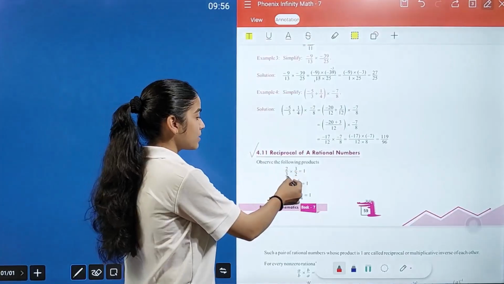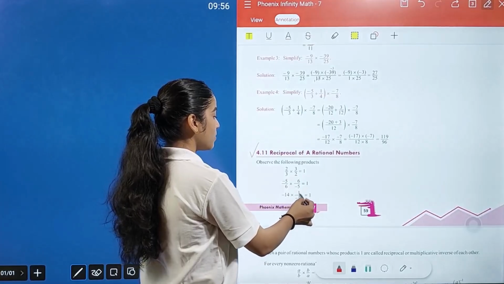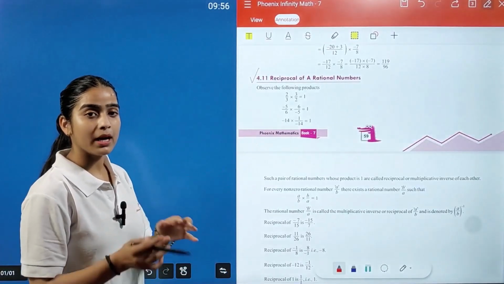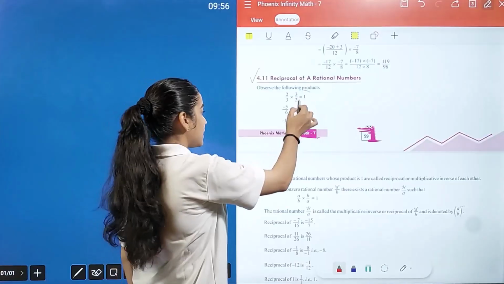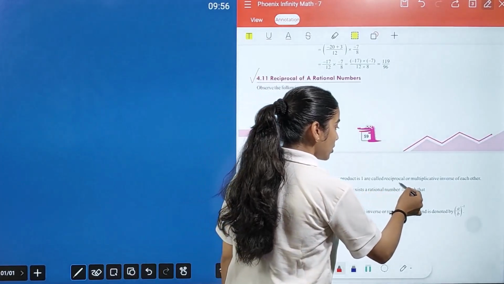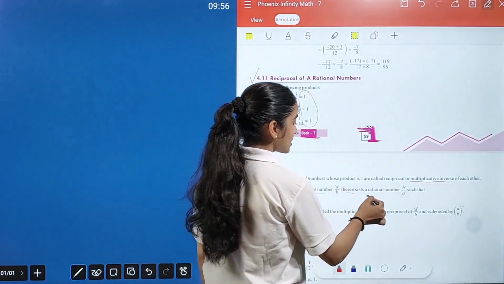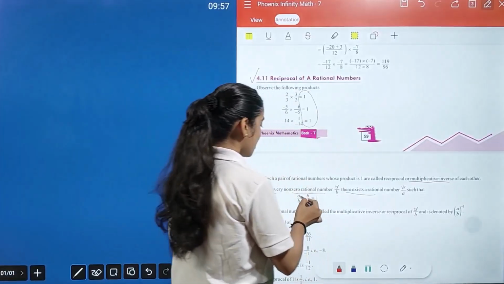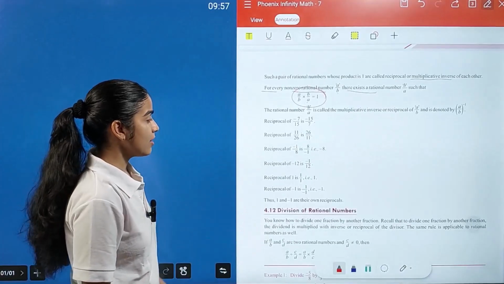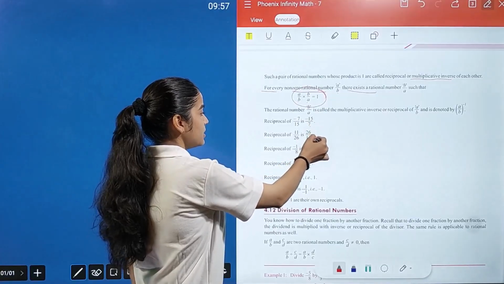The reciprocal of 2 by 3 is 3 by 2, minus 5 by 6 is 6 by minus 5, and minus 14 is minus 1 by 14. So in that way, what we see here is that when we multiply a number with its reciprocal, we always get 1 as the answer. Such a pair of rational numbers whose product is 1 are called reciprocals or multiplicative inverses of each other. For every non-zero rational number a by b, there exists a rational number b by a such that a by b multiplied by b by a is always equal to 1. So these are the examples we have. The reciprocal of minus 7 by 15 is minus 15 by 7, and 11 by 26 is 26 by 11.